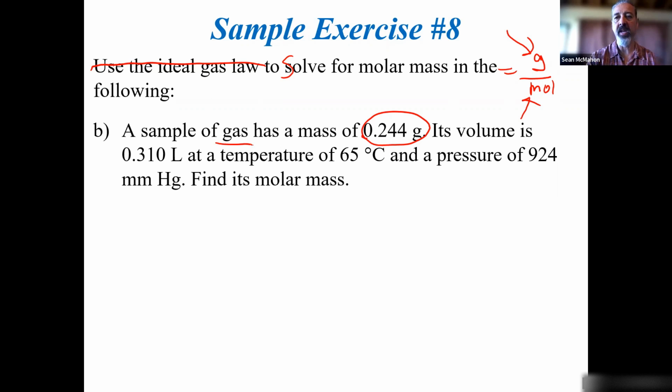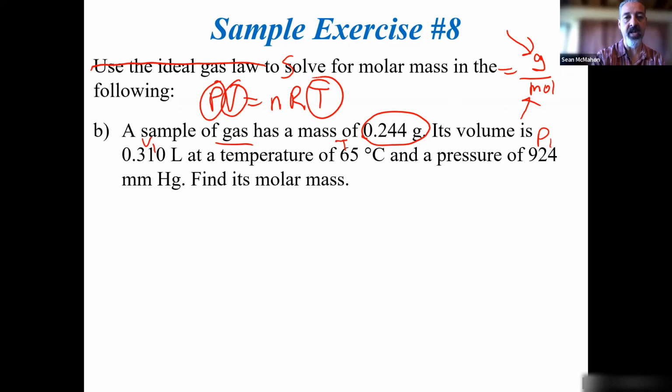Okay, what else? Its volume is 0.31 liters. Temperature, 65 degrees. There's my temperature. Pressure, 924. Okay, so this is my pressure. Find its molar mass. They're giving me pressure, volume, and temperature. Can I get moles so that I plug it into this? Yes. Using PV equals nRT, and I have the luxury of the gas law constant.